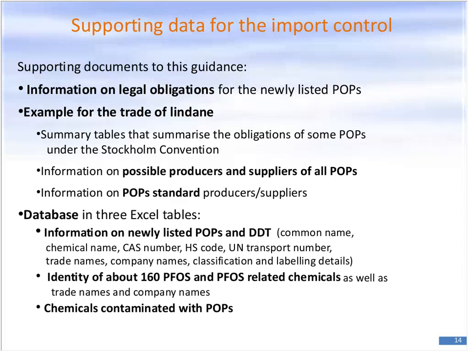There is information on the newly listed POPs, DDT, common name, chemical name, CAS number, harmonized system codes, UN transport number, trade names, company names, classification and labeling details. There are mainly the harmonized system codes, which are chemical specific, because any chemical can fall under a harmonized system code, but this is not very useful for control, as many hundreds of other chemicals can be in the same class.